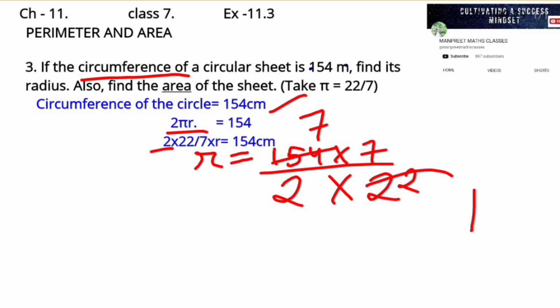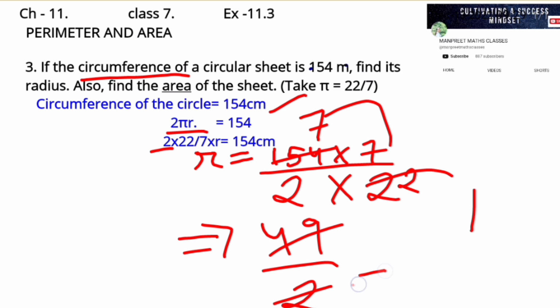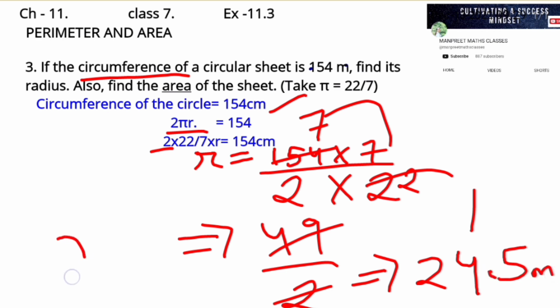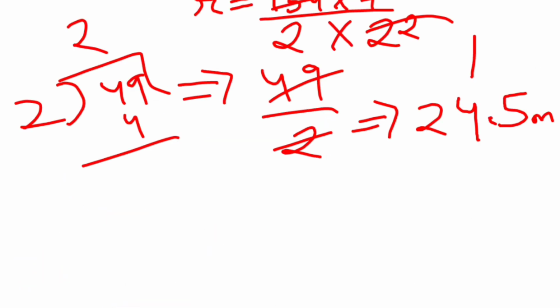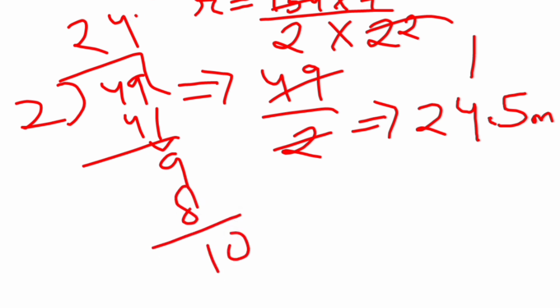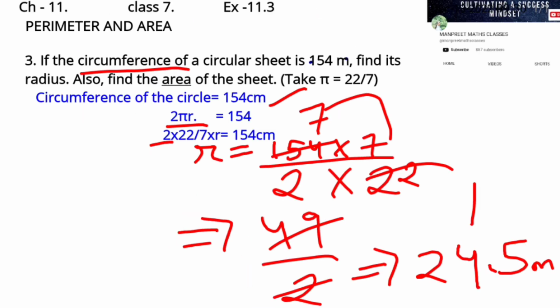Now next step is to multiply it. 7 sevens are 49. So 49 upon 2, 2 2s are 4, next 2 4s are 8, 2 5s are 10. If you are not able to solve it directly, you can use this traditional method of dividing. 2 2s are 4, we'll bring this 9 downward, 4s are 8, 1.0, then 2 5s are 10. You can solve it like this also. One part of the question is completed. We have calculated the radius. Now we'll use this radius to find the area.